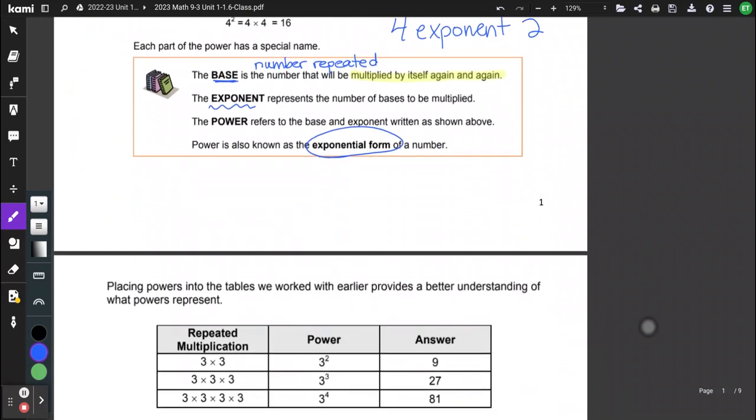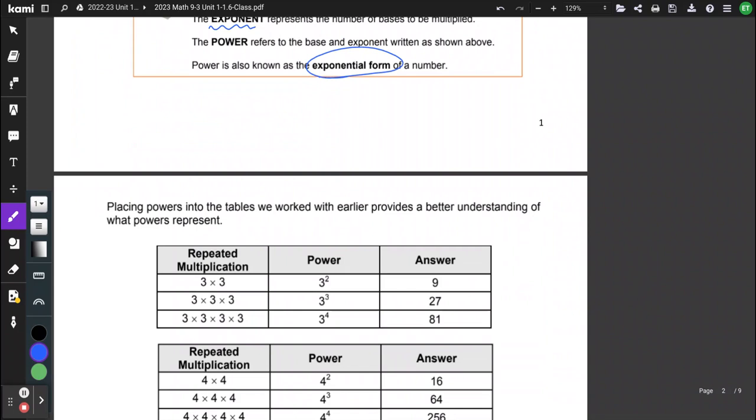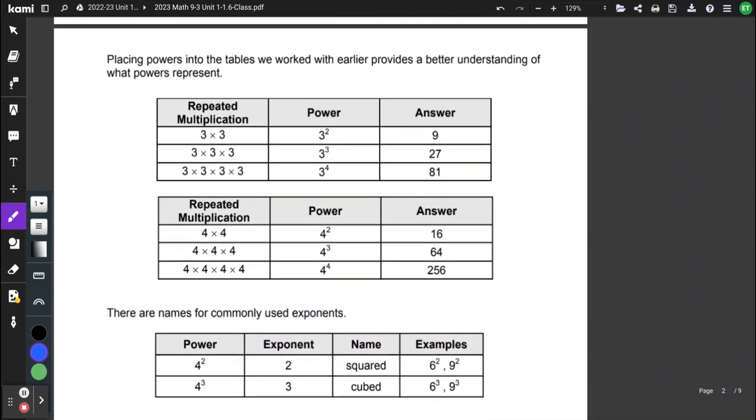Looking at the next page. It says we've got repeated multiplication right here in front of us. This is showing our power, and then it's showing the answer. The answer is also known as standard form, or decimal form. Why do you think decimal form? We discussed that a few days ago. Do you remember why anything can be called decimal form? Do you remember that rule? Because any number can be put into a decimal. How?